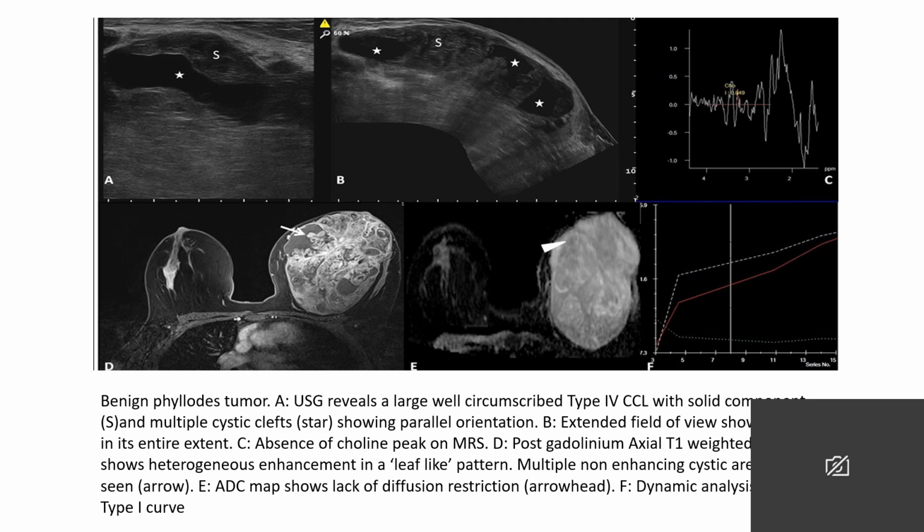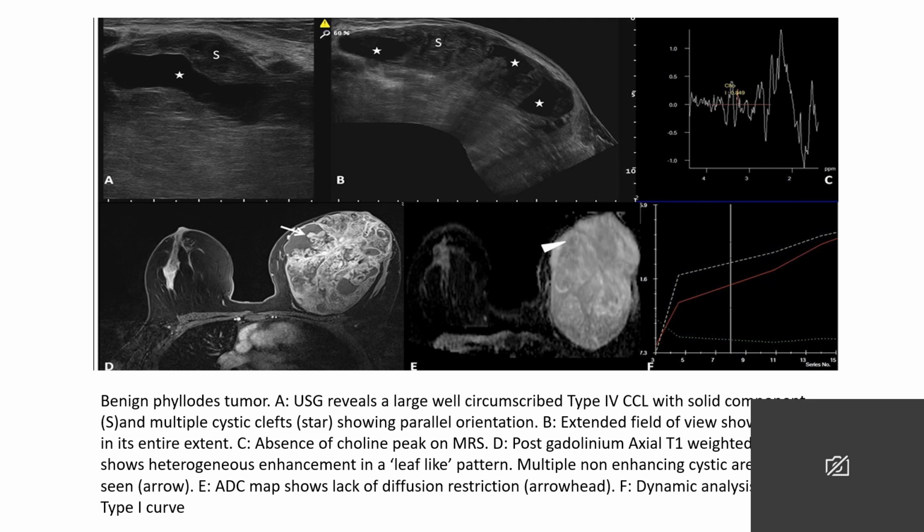This ultrasound image shows 50% of the lesion being cystic and 50% of the lesion being solid, which is a type 4 complex cystic lesion with solid component and multiple clefts, showing parallel orientation. Extended field of view shows the lesion in its entire extent in the B image. Absence of choline peak on MRS is noted.